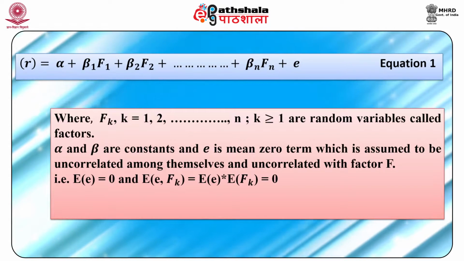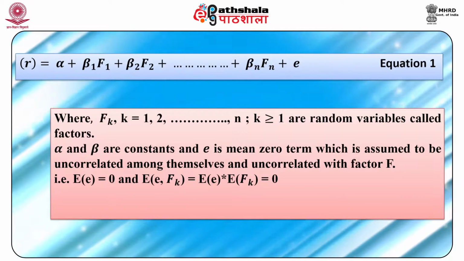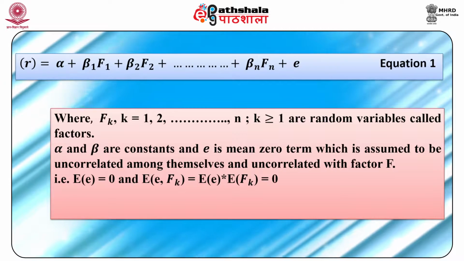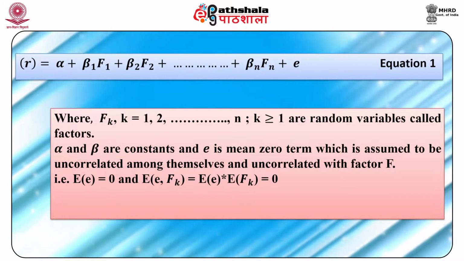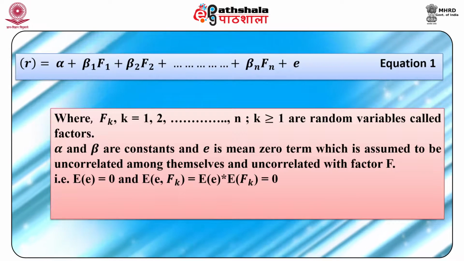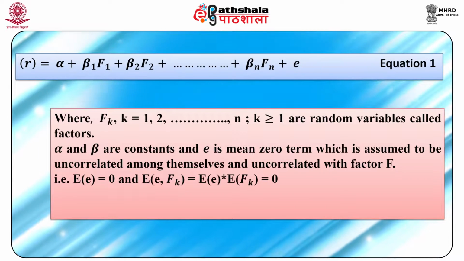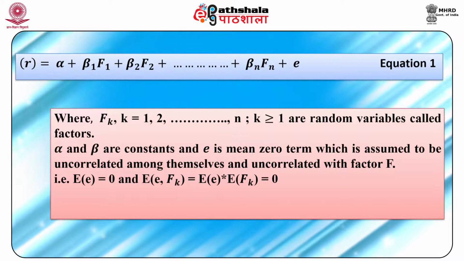Alpha and beta are constants and e is a mean zero term which is assumed to be uncorrelated among themselves and uncorrelated with factor F. That is, E(e) = 0 and Cov(e, Fk) = E(e × Fk) = 0. The factors themselves are allowed to be correlated and are meant to simplify and reduce the amount of randomness in the analysis of assets or securities.